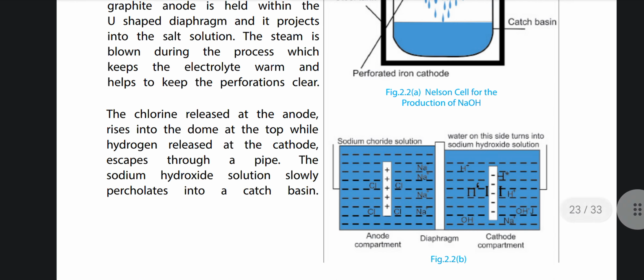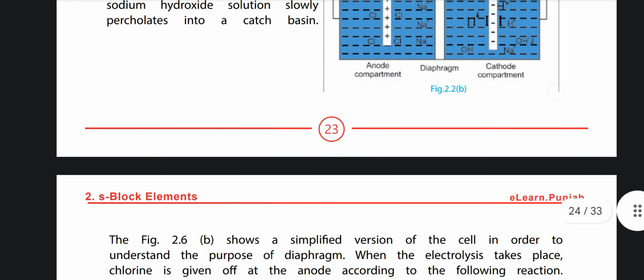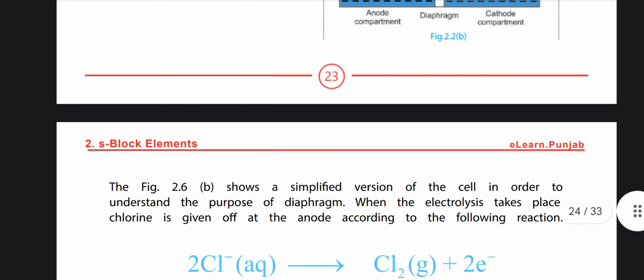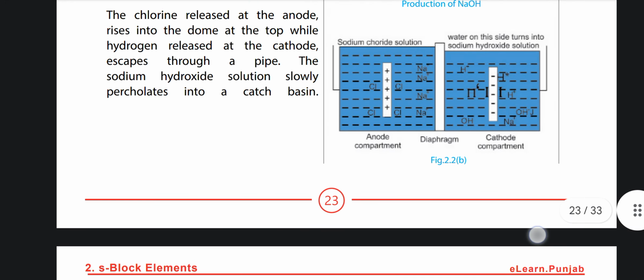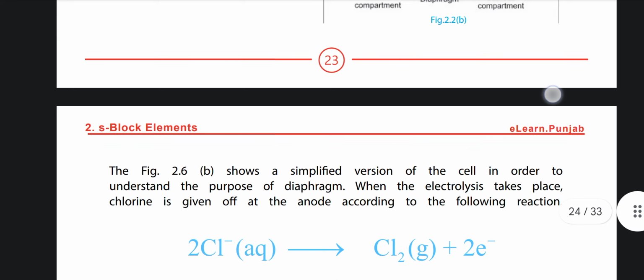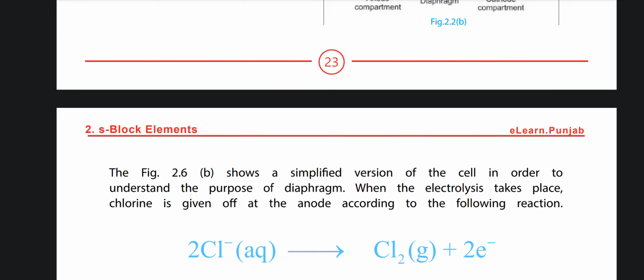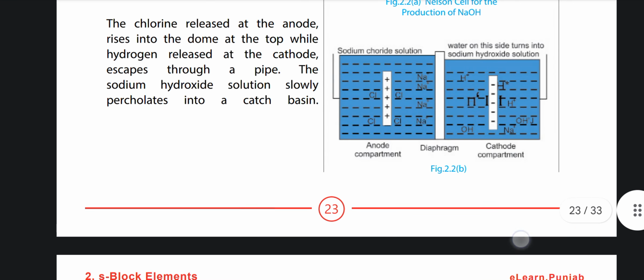The chlorine released at the anode rises into the dome at the top, while hydrogen released at the cathode escapes through a pipe. The sodium hydroxide solution slowly percolates into a catch basin. Figure 2.6b shows a simplified version of the cell. In order to understand the purpose of the diaphragm, when the electrolysis takes place, chlorine is given off at the anode according to the following reactions. Here you can see figure 2.2, which is a simpler mechanism showing the diaphragm cell.